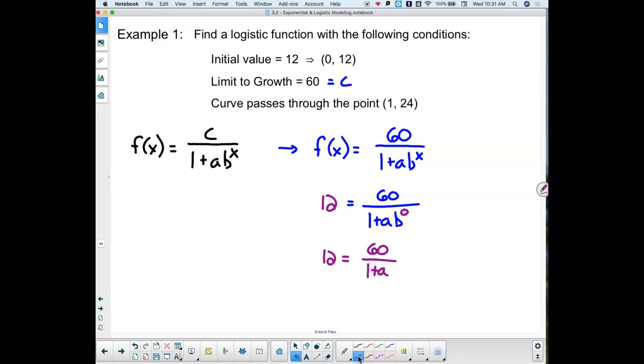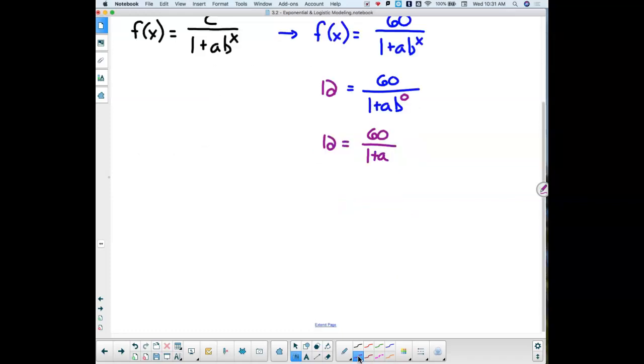Multiply what? Multiply both sides by 1 plus A? Okay, because that'll get rid of the fraction. So we get 12 times 1 plus A equals 60. Ooh, even easier than that. Divide by 12. I divide both sides by 12. Yep. 1 plus A equals 5. A equals 4.